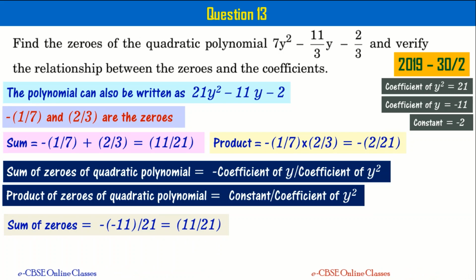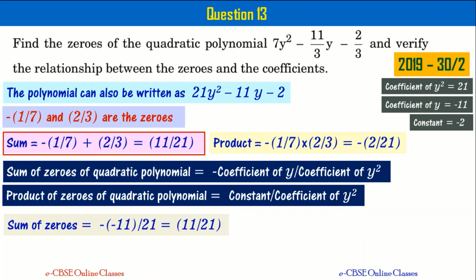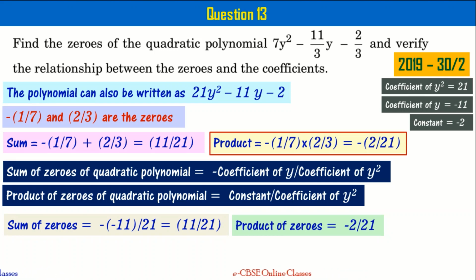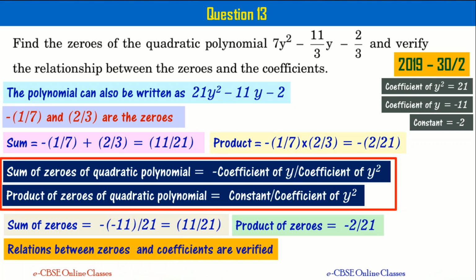That says that sum of zeros is equal to minus of minus 11 divided by 21. That is equal to 11 by 21. This is exactly equal to the sum we have obtained from the zeros, right? Similarly, apply the product of zeros formula and use the coefficients of the constant and of y square, so that you get product of zeros equal to minus 2 by 21, right? That is exactly equal to what we have seen for the product, right? It means that the formulas we have written for the relation between zeros and coefficients are verified.